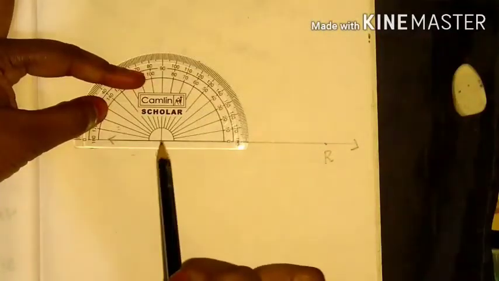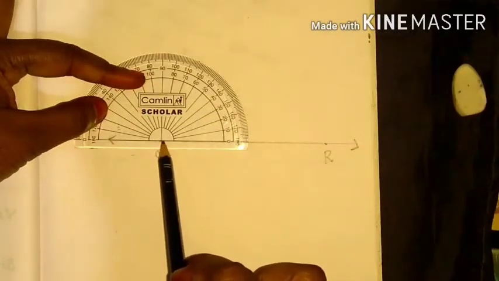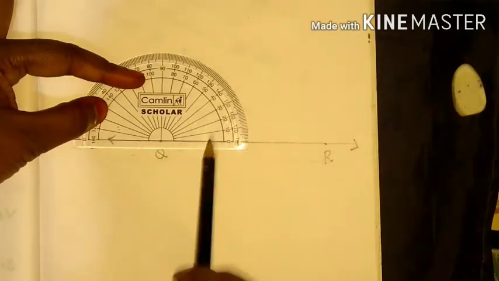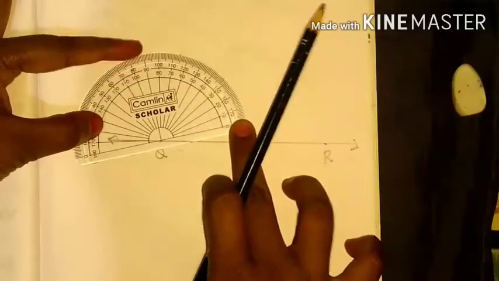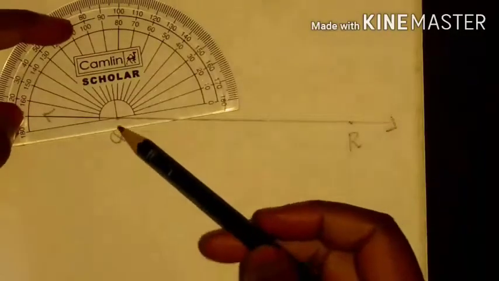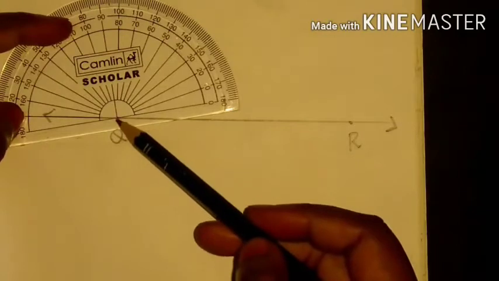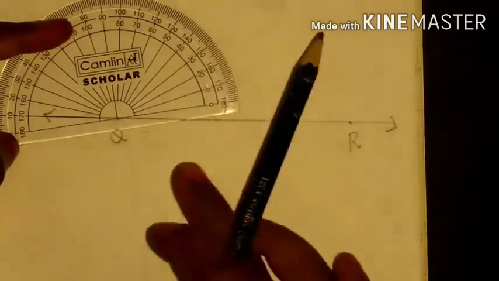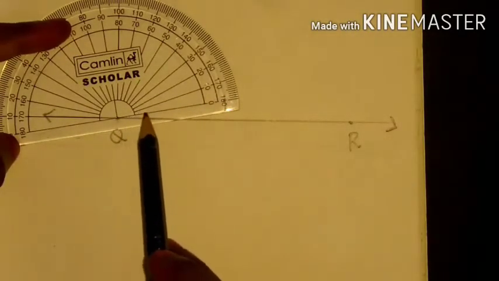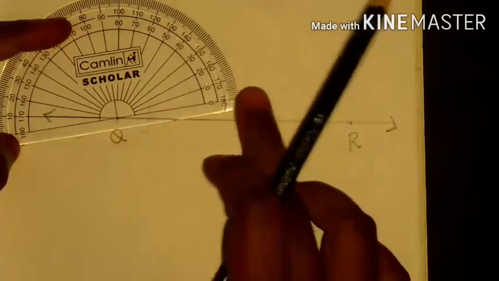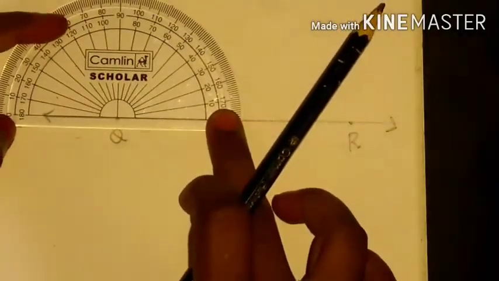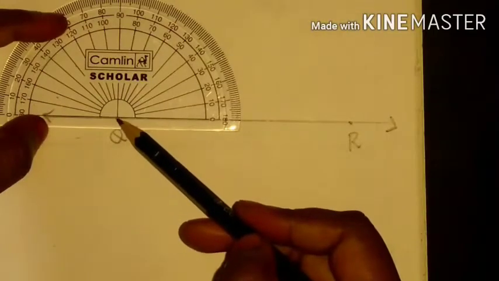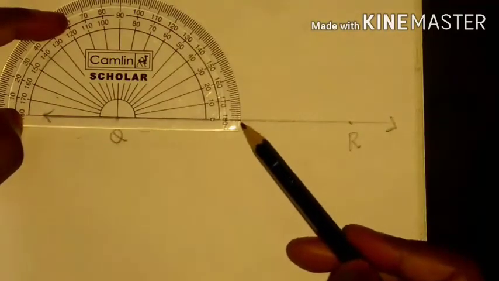And also you have to check whether the center of the protractor is placed on the vertex and the ray is placed on the line or not. See, if you are holding the protractor like this, the center of the protractor is placed on the vertex, but the line is not placed on the ray. If you are holding it like this, it's the wrong way to hold your protractor. You have to adjust it like this. The center of the protractor is placed on the vertex point and the line is placed on the ray.